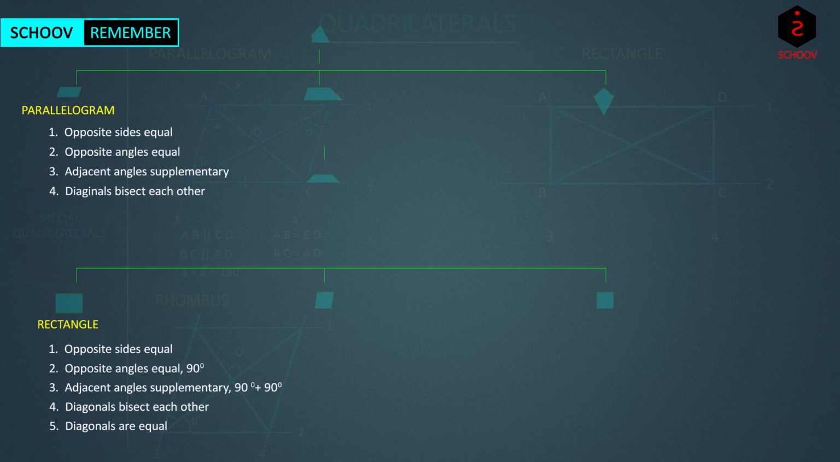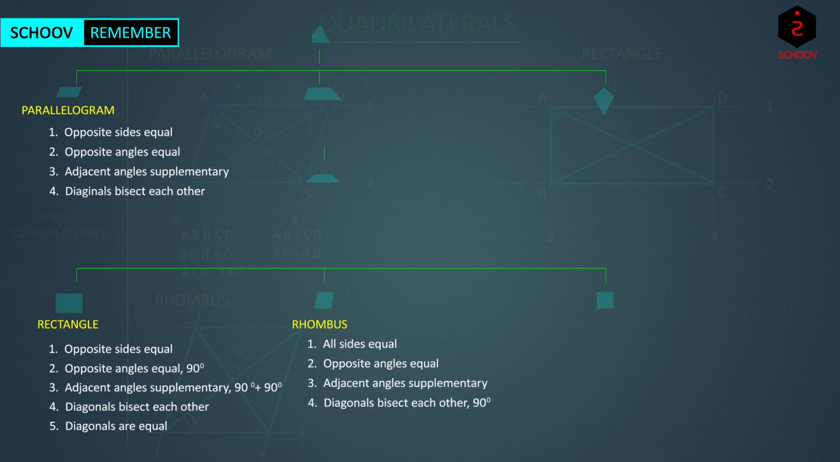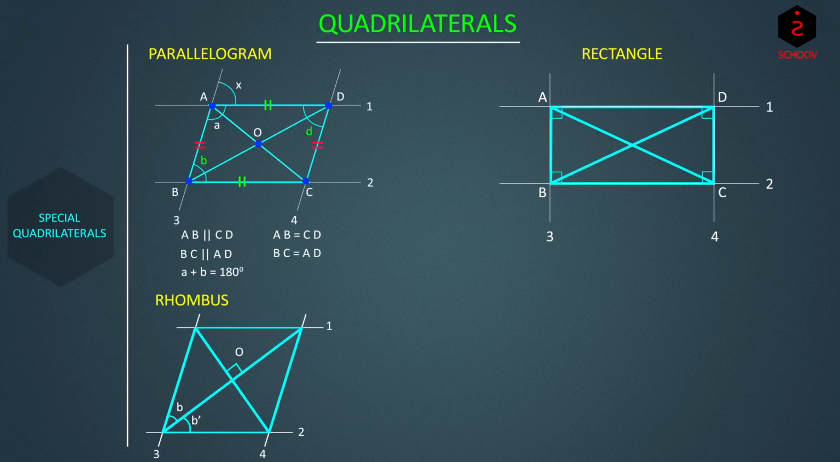So now in a rhombus, all sides are equal, opposite angles are equal, adjacent angles are supplementary. Diagonals bisect each other at 90 degrees and diagonals bisect the angles. Now we will look at a square.